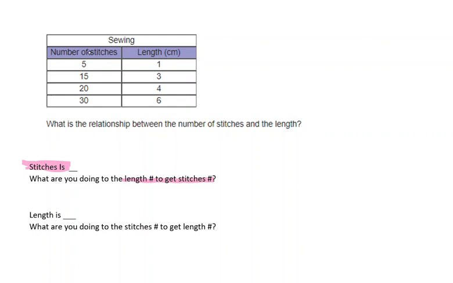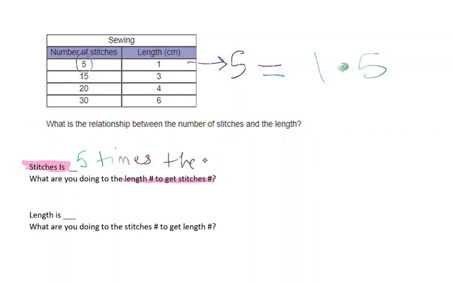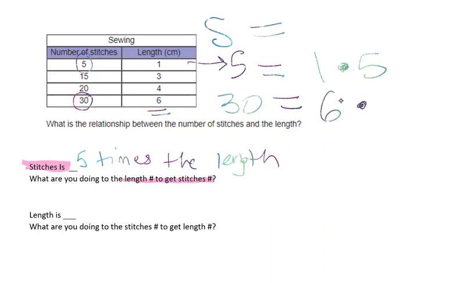If we're saying stitches is something, then let's make a little problem out here. Stitches, 5, is 1 times, what do we have to multiply 1 by to get 5? 5. So stitches is 5 times the length. Because to get the stitches number, we had to multiply the length by 5. You can do it in any row. 30 is 5 times 6. 30 represents stitches. We're saying stitches is, so 30 is, what are we doing to the length? The length is 6. We're multiplying it by 5. So stitches is take the length and multiply it by 5.